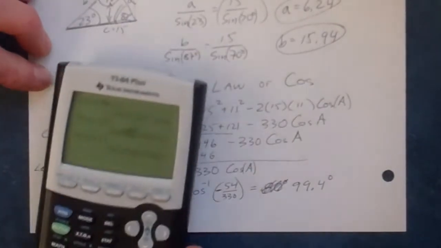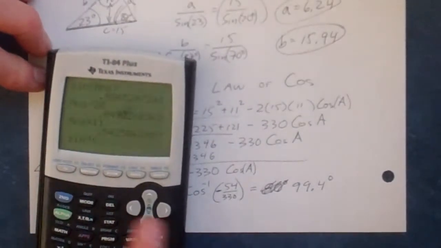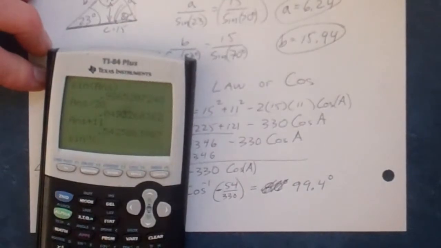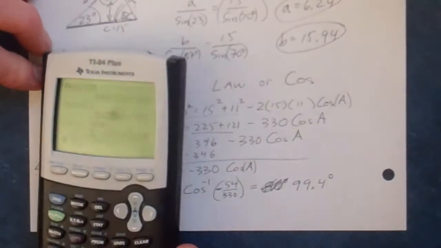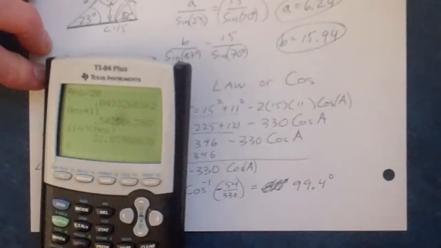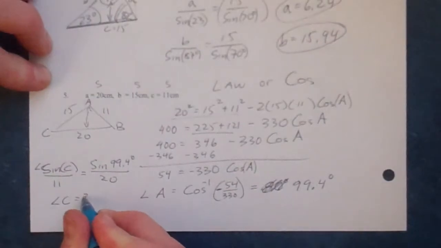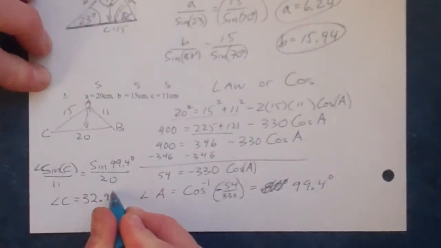It's 0.54, so I'll do second sine of that answer. And then I get the angle of 32.86 or 32.9 degrees. So angle C equals 32.9 degrees.